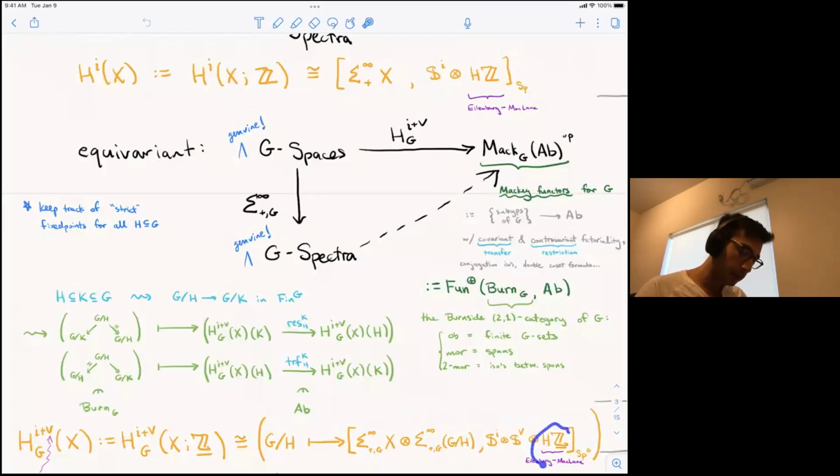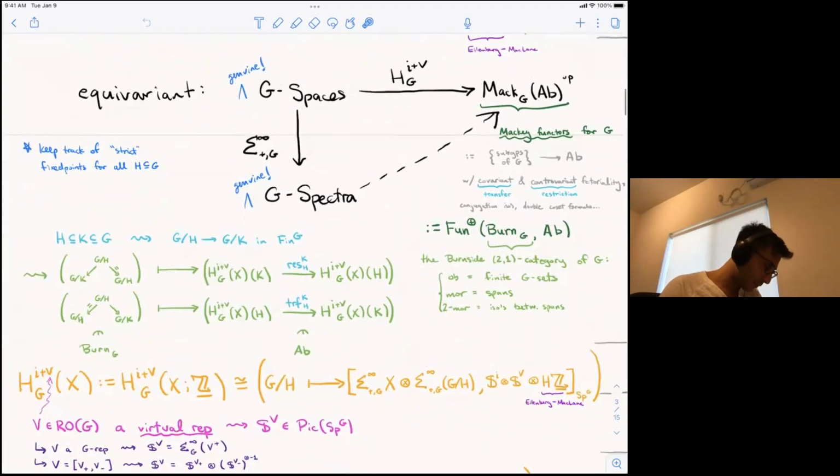There's once again an Eilenberg-MacLane spectrum, which is now a somewhat more elaborate notion. So the coefficients here are in what's called the constant Mackey functor at Z. And so there's one thing I haven't discussed here. So this I is an integer, but then there's also this V around. And let me talk about that.